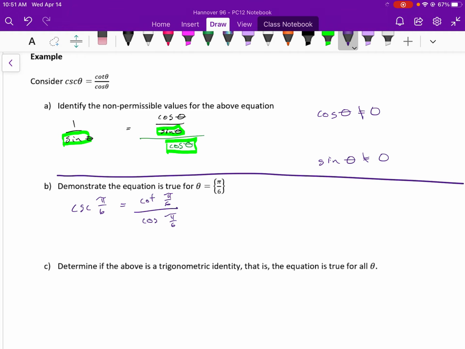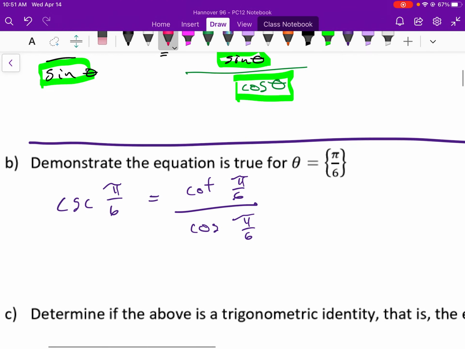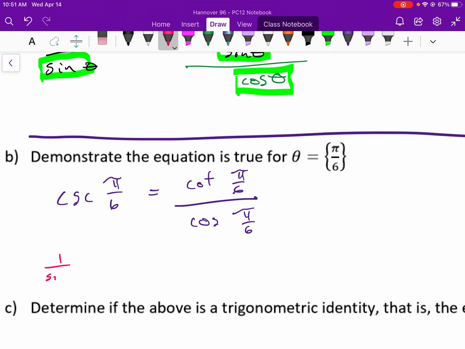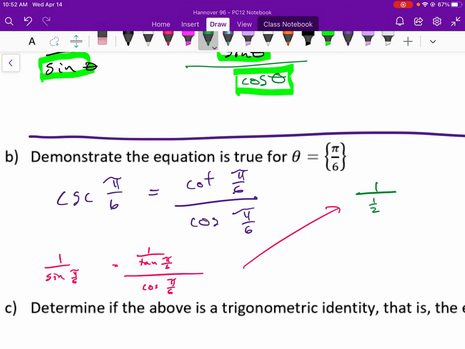So the cosecant of pi over 6 is, I'm going to switch colors so I get a little bit more room here, 1 over sine of pi over 6 is equal to the cotangent. Now I like to think of it as 1 over tangent. That's the way I like to think about it. Divided by the cosine of pi over 6. Now hopefully I do this right. I'm going to move it up here now and switch colors. 1 over the sine of pi over 6. Well, the sine of pi over 6 is 1/2.